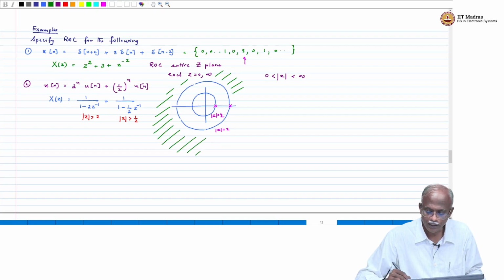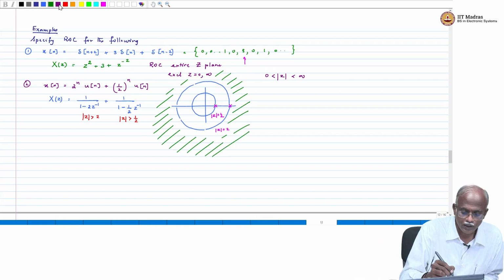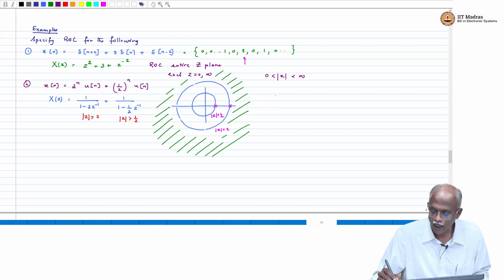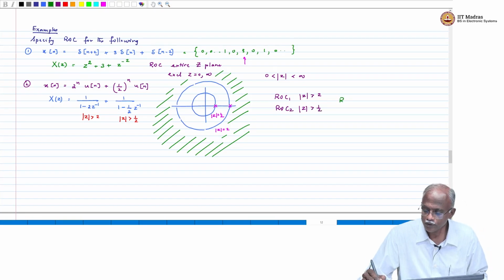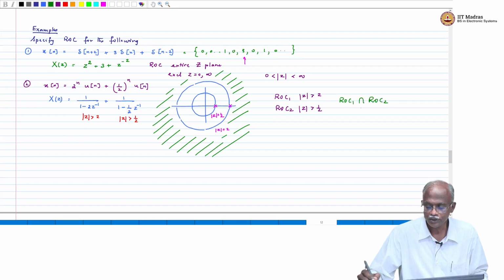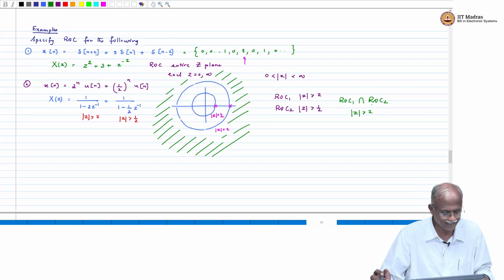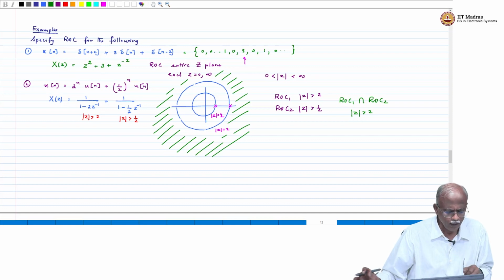Right-sided sequence, the outer pole is at z equal to 2, and therefore we get this as our region of convergence. Okay, so let's just write it down. So ROC1 was mod z greater than 2. ROC2 was mod z greater than 1/2. Okay, so ROC1 intersection ROC2 is mod z greater than 2. That's the region where both of them exist.